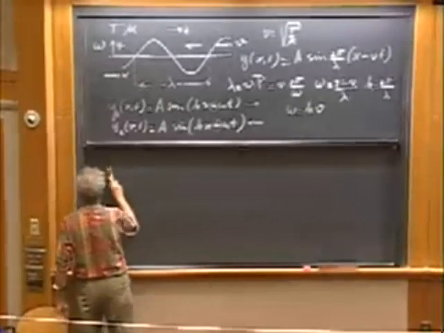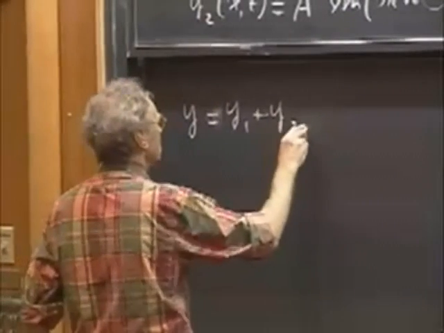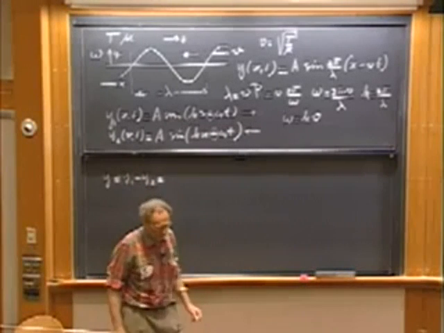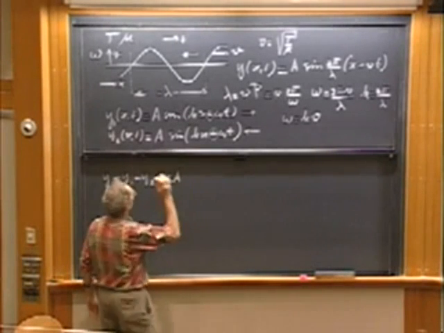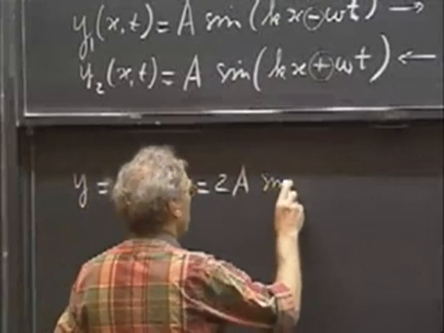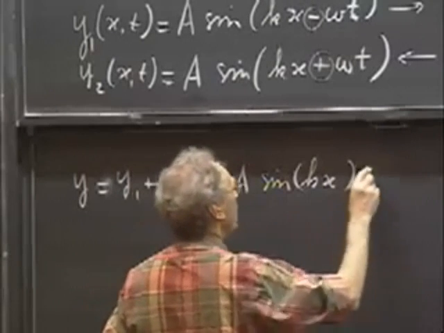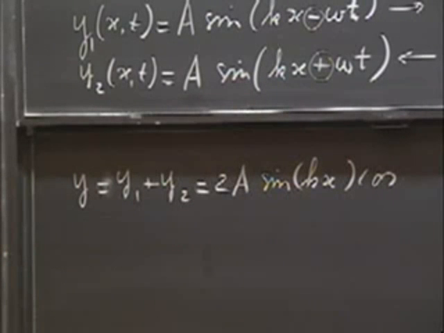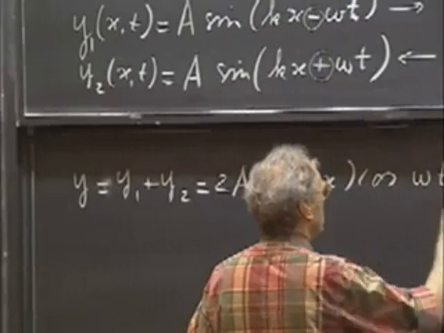And so y, which is then the total displacement, is y1 plus y2. And so I get the sine of alpha plus the sine of beta. That becomes 2a times the sine of half the sum, which is kx, times the cosine of half the difference. Half the difference would be minus omega t, but minus and plus for cosine is the same thing, so I will just write down cosine omega t.